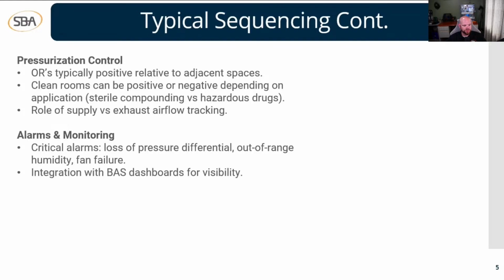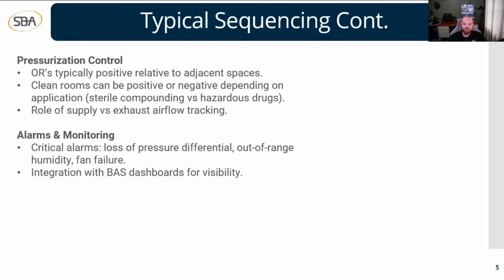Next thing we'll move on to here is the alarms and monitoring section. Critical alarms here for alarms and monitoring would be a loss of pressure differential. So if we had an airflow sensor that went bad all of a sudden and we weren't getting a pressure reading off of it anymore, we would need an alarm for that.